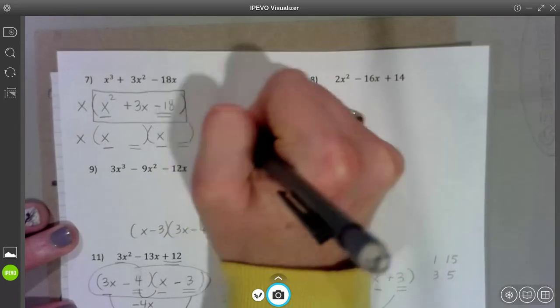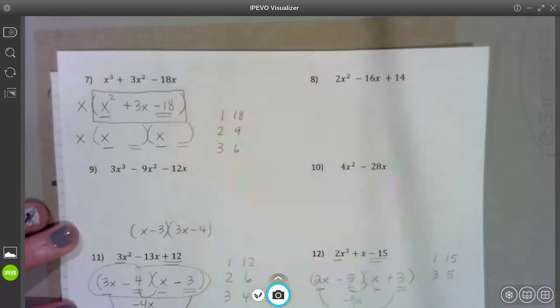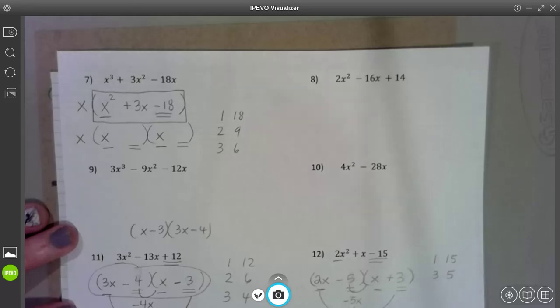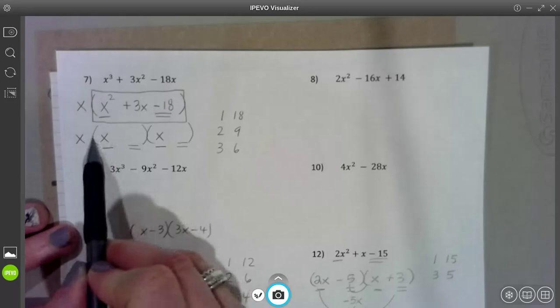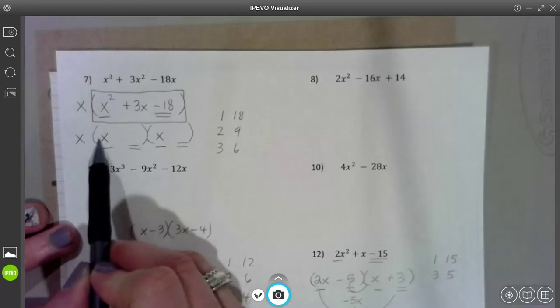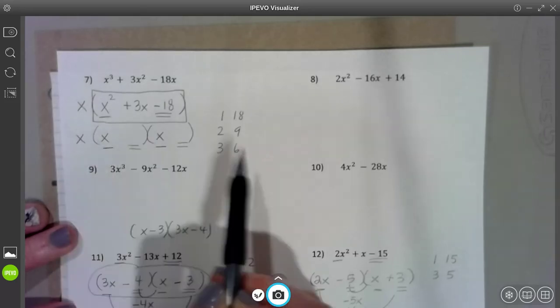What numbers do you know multiply to 18? That's it. Those are the only numbers that we could possibly use in this problem. And since it's just an x and an x, it shouldn't matter where they go. Like I don't have a 2 in front of one of these x's or a 5 or a 3, so it shouldn't matter. So guys, look at these numbers.